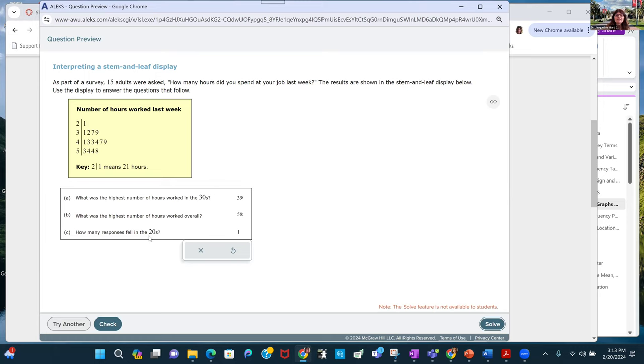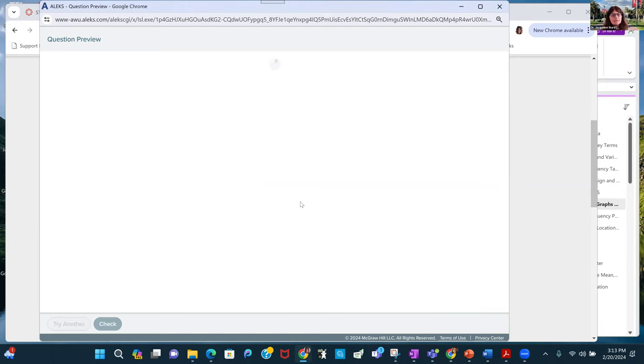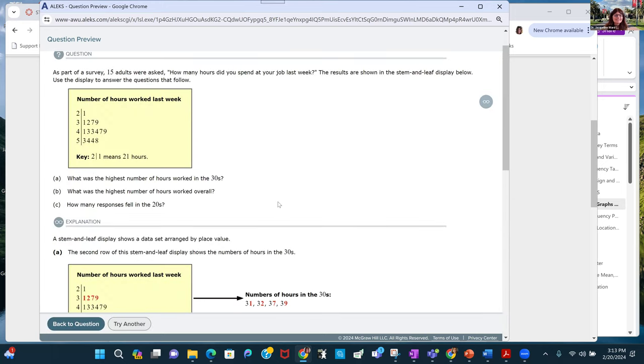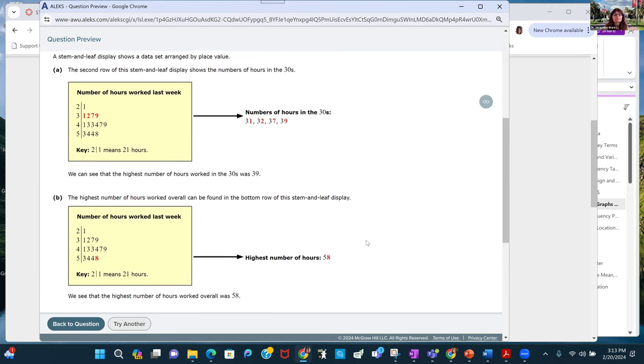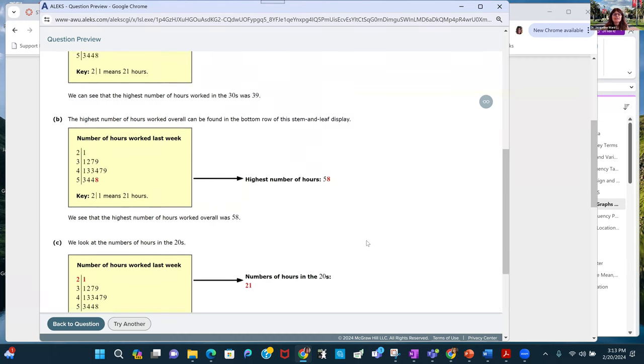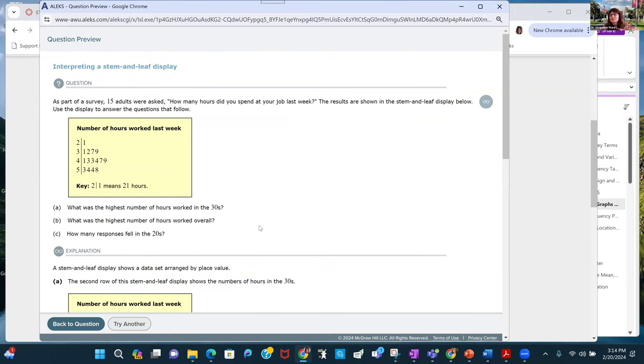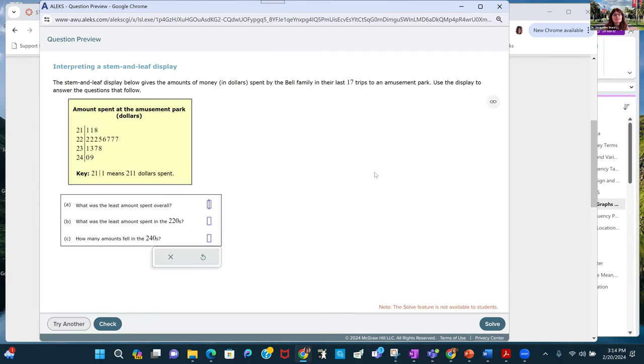How many responses in the 20s? There was just one response. Let's just see if the explanation has any great words of wisdom. I do kind of like how they do this, right? They show this example where three is the number of tens, and then there's a one leaf, a two leaf, a seven, and a nine, etc. Again, I always feel like there are different people coding all of these problems, so sometimes I really like them and sometimes I don't. But overall, I would say they're pretty darn good. But I'm splitting hairs.